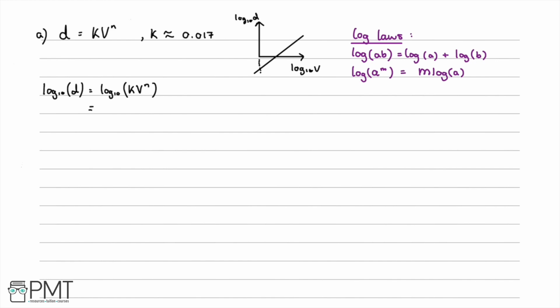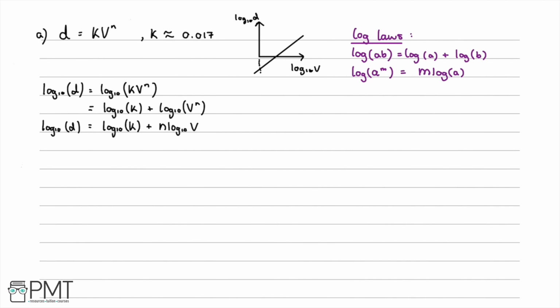So that is going to equal log base 10 of k, and then we add log base 10 of v to the power of n. And then we notice we can use our second log law here and take our exponent, in our case n, and place it in front of the log term. So continuing on, we'll have log base 10 of k plus n log base 10 of v, and we know this is equal to log base 10 of d.